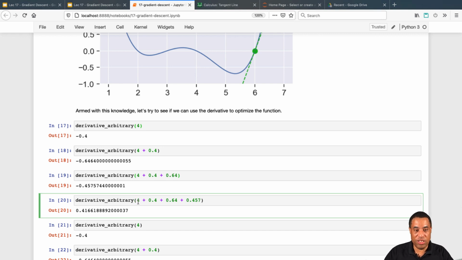Actually, I apologize. We can see that we've gone too far, because now it's positive. It's 0.4166. So that tells us we're on the other side of our minimum, and we need to go back to the left. All right, so we can see here how the derivative is telling us which direction we need to move, and we're just taking the value of the derivative as the amount that we're going to move.